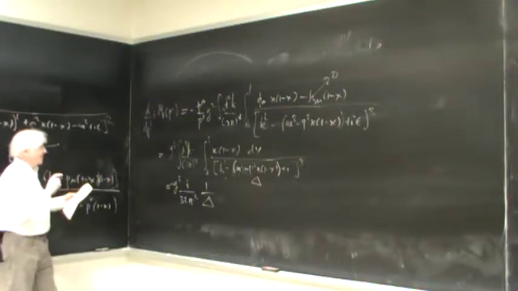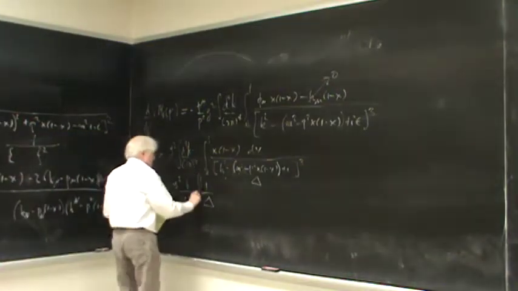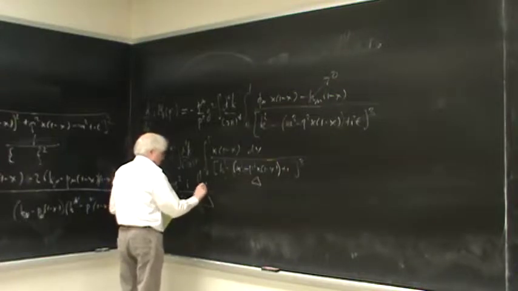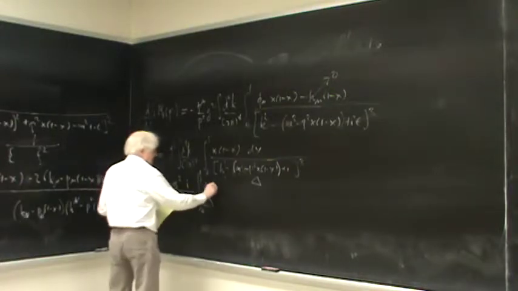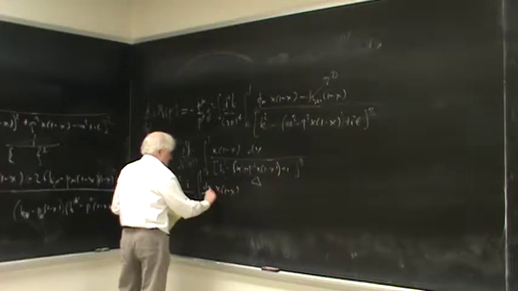That's just the d^4k integration. We then have an integral from 0 to 1 dx x(1 minus x).